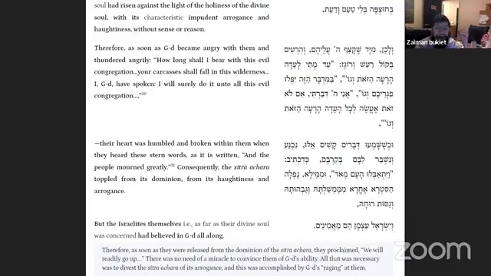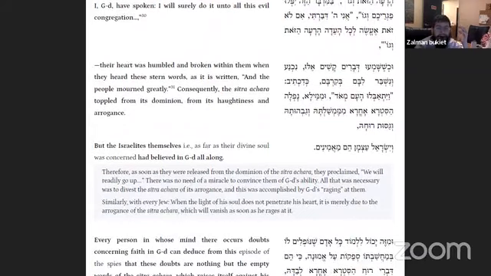But the Israelites themselves, the Yidden themselves, they were believers. They were believers all along. Therefore, as soon as they were released from the dominion of the Sitra Achra, they right away proclaimed, we will readily go up. There was no need of a miracle to convince them of God's ability. As soon as the Sitra Achra was dispersed and dispensed with, Kedusha shined forth.